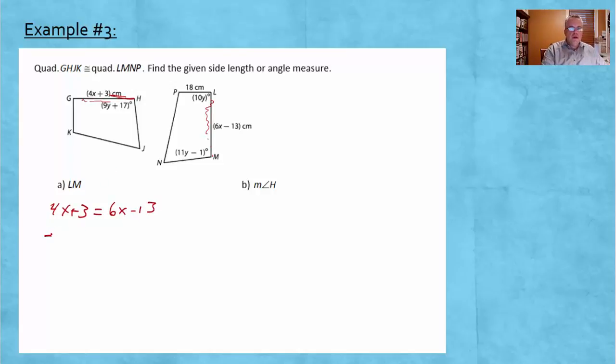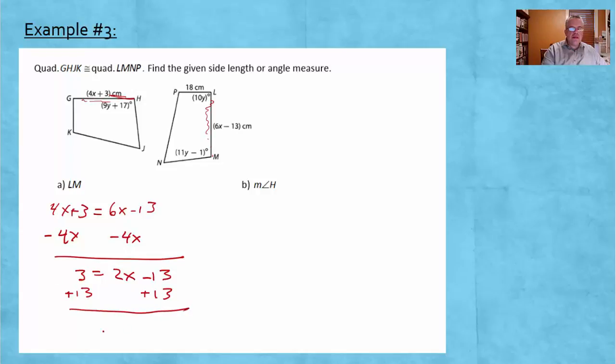Okay, let's subtract 4x from both sides. And 4x minus 4x is 0. I'm left with 3. 6x minus 4x is 2x minus 13. We could backtrack this. But I'm going to kind of keep using this method of adding or subtracting or multiplying or dividing both sides by something. That's kind of the usual way of solving. So 3 plus 13 is 16 equals 2x. And if I divide by 2, 16 divided by 2 is 8. And 2x divided by 2 is x. I get x equals 8.